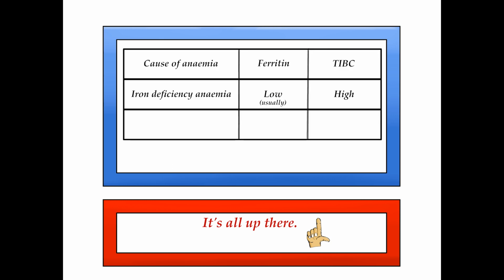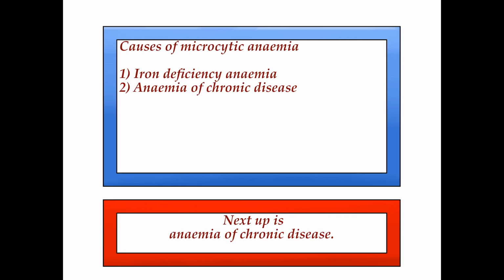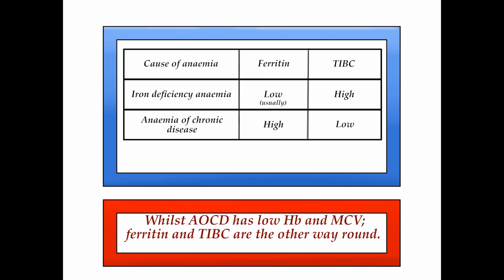Anyway, iron deficiency anemia is characterised by low ferritin, usually, and high total iron binding capacity. So that's iron deficiency anemia. The next cause is anemia of chronic disease, or ACD. The good news is that we've done most of the spade work whilst talking about iron deficiency anemia, because the results are the opposite way around.